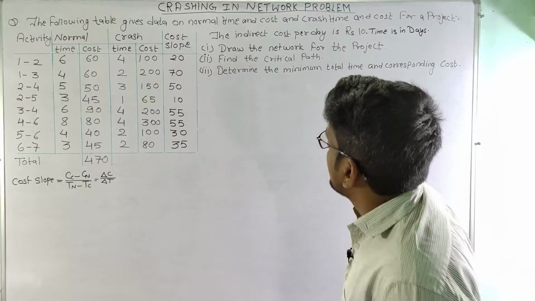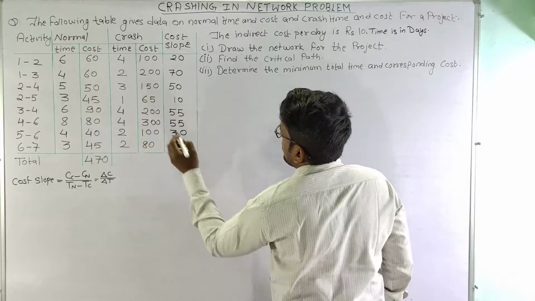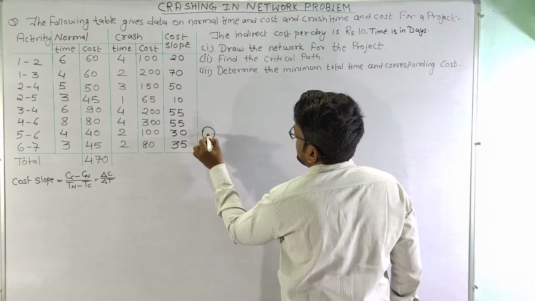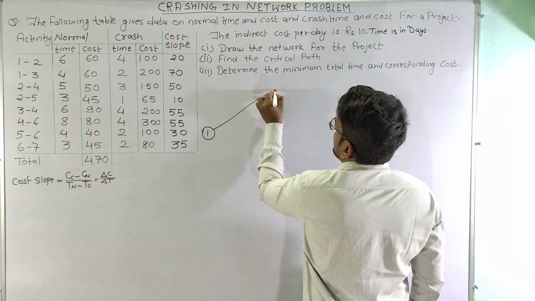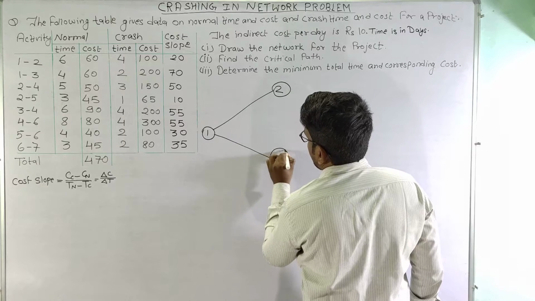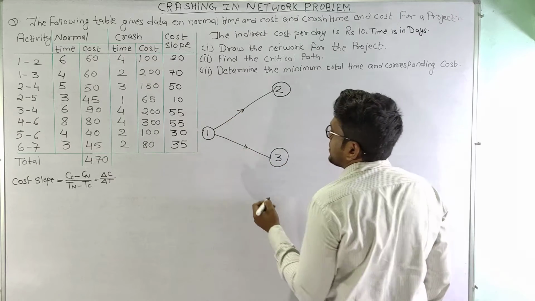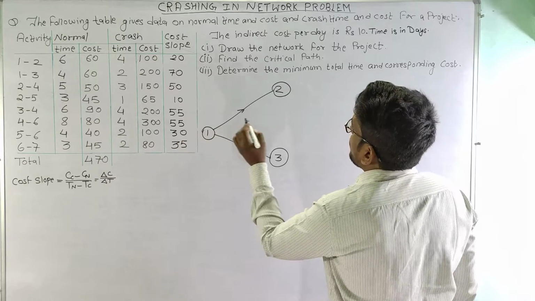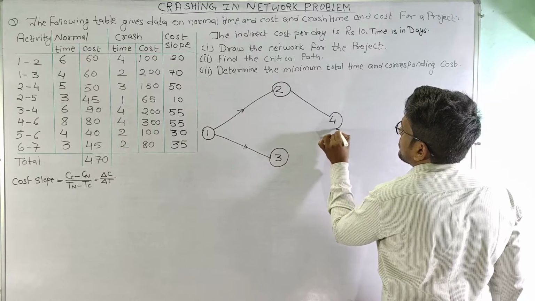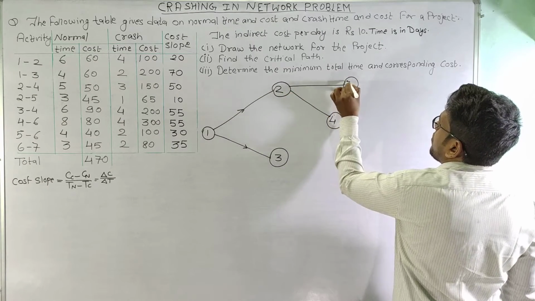So let us first draw the network diagram here. Activity 1 to 2 and 1 to 3. So we'll start from here: 1 to 2, this is activity 2, and this is activity 3. 1 to 2 and 1 to 3. Now 2 to 4 and 2 to 5. So let this be 2 to 4 and let this be 2 to 5.